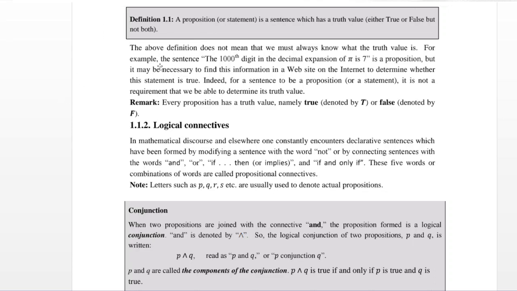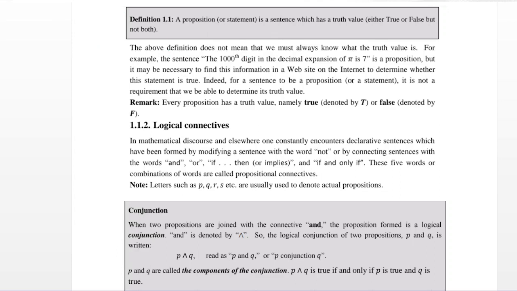Yeah, right. Okay, the above definition doesn't mean that we must always know what the truth value is.